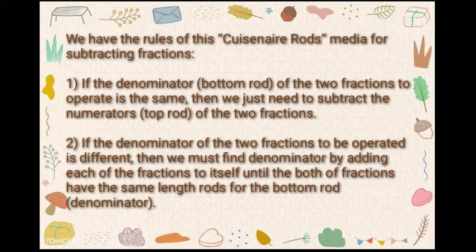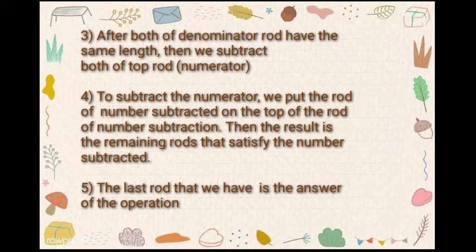Second, if the denominators of the two fractions are different, then we must find a common denominator by adding each of the fractions to itself until both fractions have the same length rod for the bottom rod or denominator. Third, after both denominator rods have the same length, we subtract the top rods or numerators. Fourth, to subtract the numerator, we put the rod of the number subtracted on top of the rod of the number subtracted from.